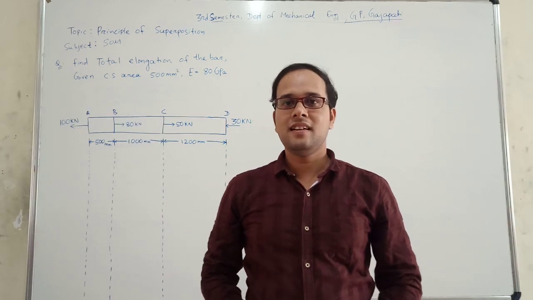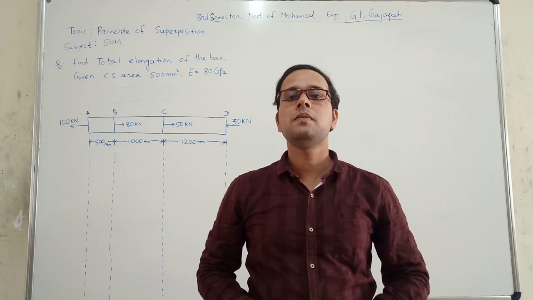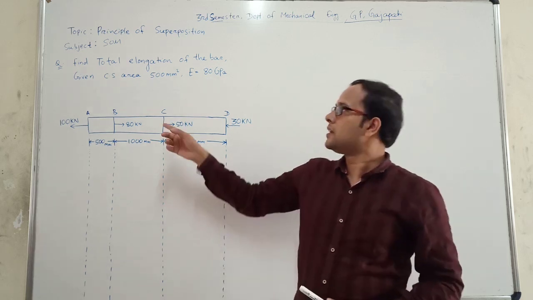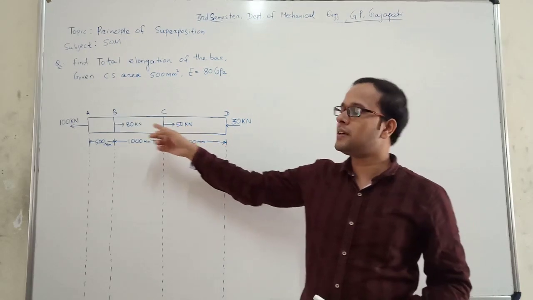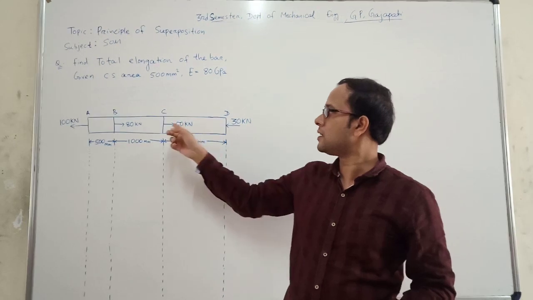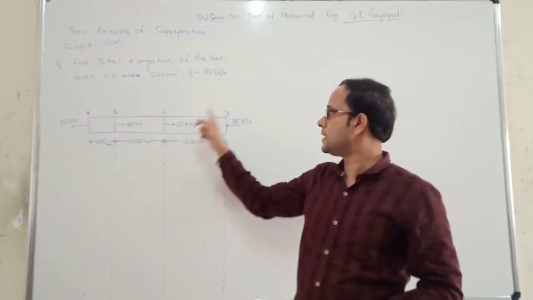Hi friends, let us solve another problem based upon principle of superposition. The problem is given that a steel rod, we have to find out the elongation of this rod and the forces are given in this manner. So there are sections A, B, C, D.